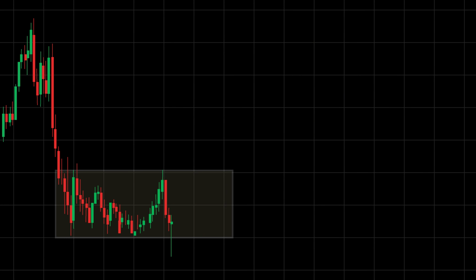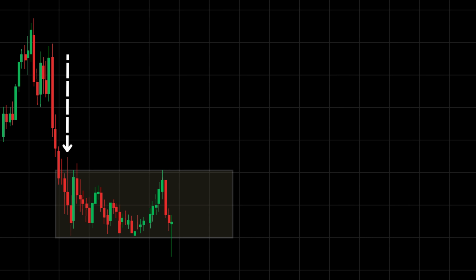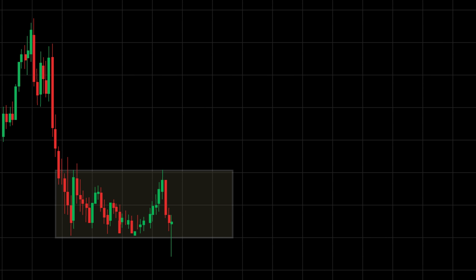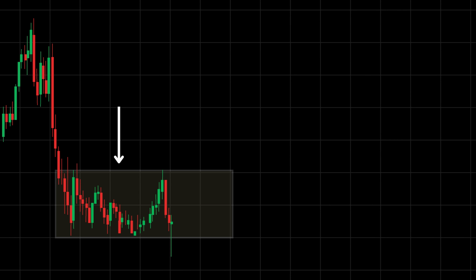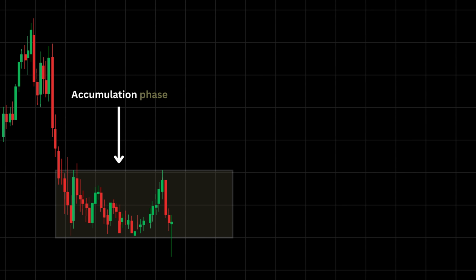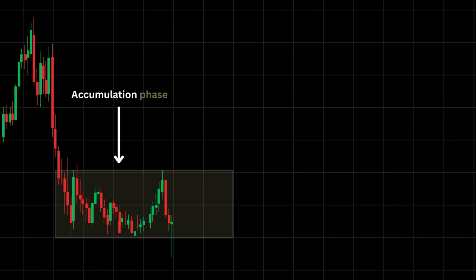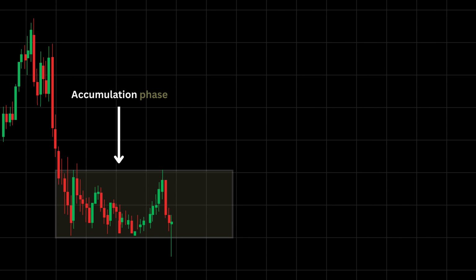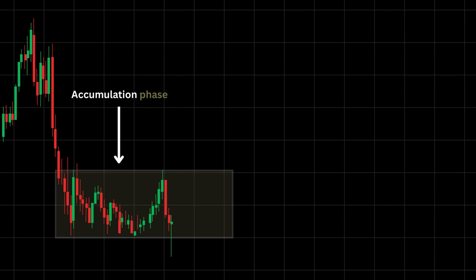When the market is trending downward, smart money eventually starts hunting for long positions. Here's how you spot the reversal. First, identify the accumulation phase. After a strong downtrend, price begins to consolidate and move sideways. To most traders, it looks like indecision. But to smart money, it's a setup.